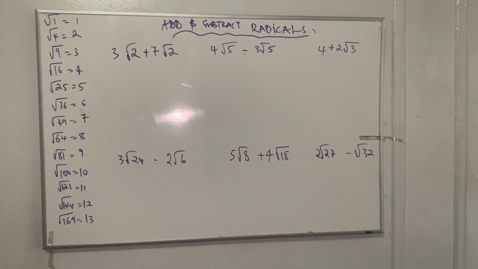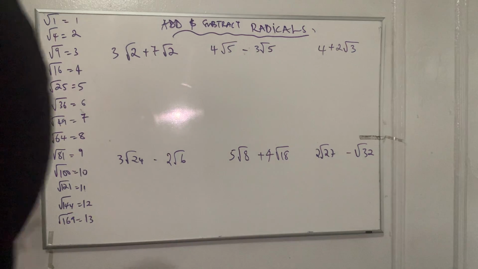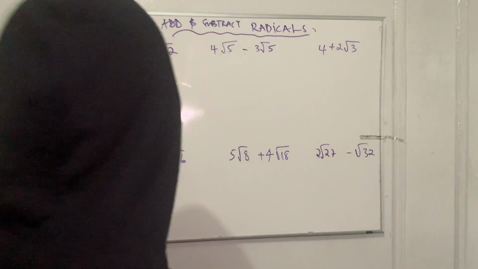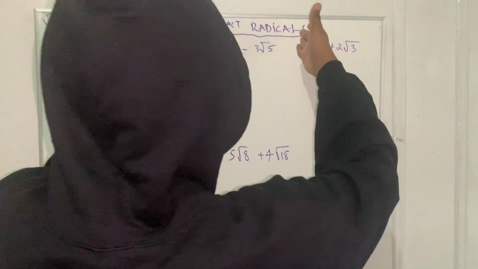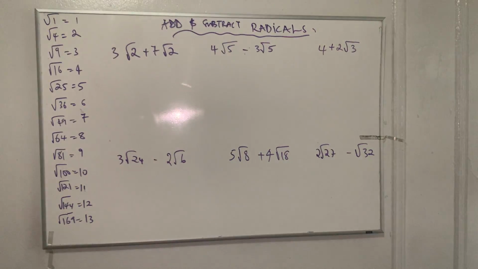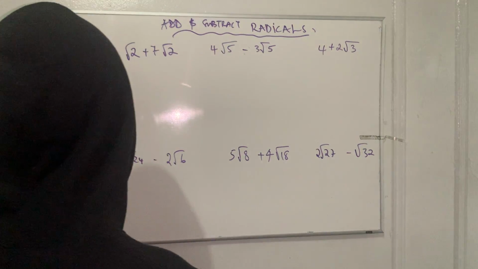So let's go ahead and start with how to add radicals. Of course, radicals are square roots. How do we add square roots? That's basically what mathematical grammar radicals mean, right?